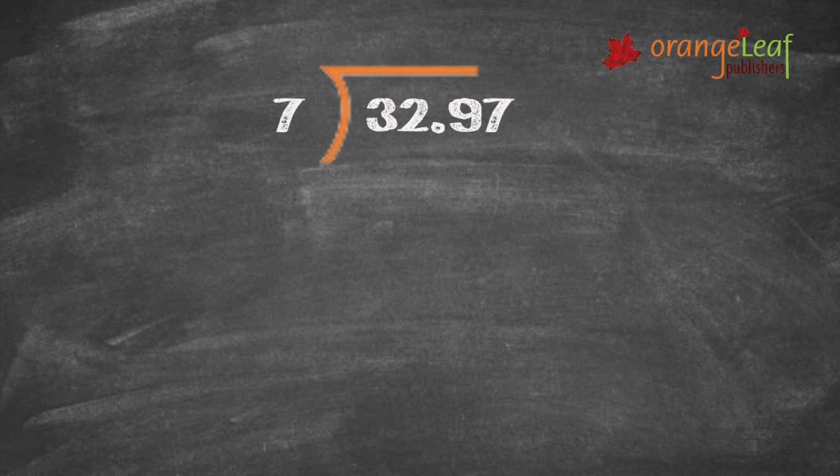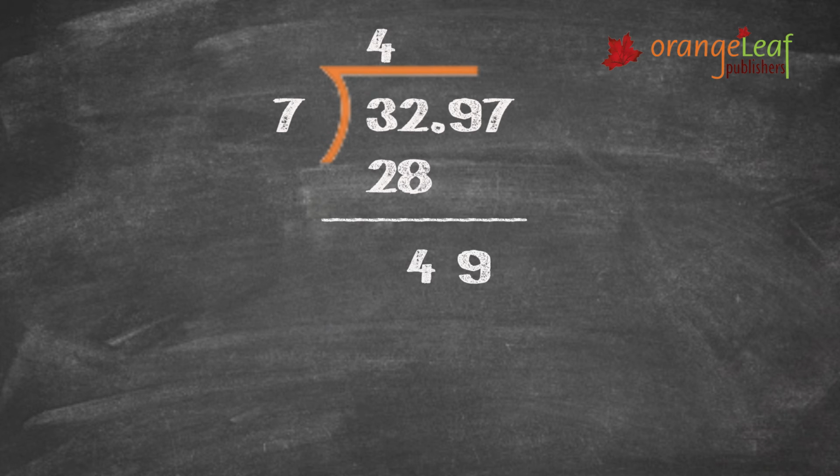We can divide the whole number as a part of the decimal. So, 32.97 divided by 7. While writing the quotient, we need to place the decimal point directly above the dividend. So, 7 fours are 28. On subtraction, we get 49. We place the decimal point in the quotient above the dividend. So that is 4 point. 7 into 7 is 49.